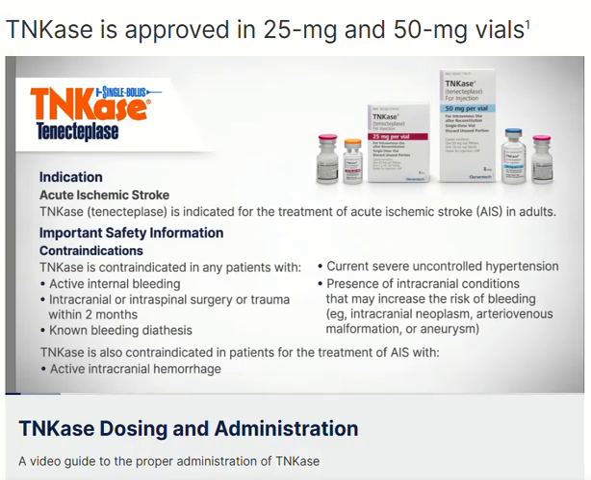TNKase is indicated for the treatment of acute ischemic stroke, AIS, in adults. TNKase is contraindicated in any patients with active internal bleeding, intracranial or intraspinal surgery or trauma within 2 months, known bleeding diathesis, current severe uncontrolled hypertension, and presence of intracranial conditions that may increase the risk of bleeding. For example, intracranial neoplasm, arteriovenous malformation, or aneurysm. TNKase is also contraindicated in patients for the treatment of AIS with active intracranial hemorrhage.